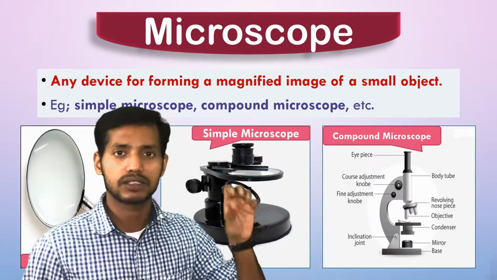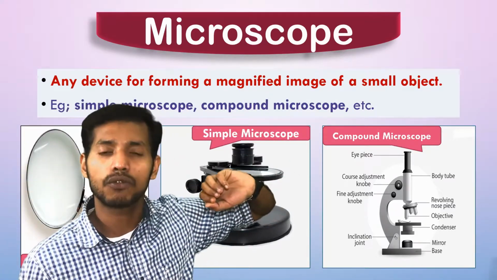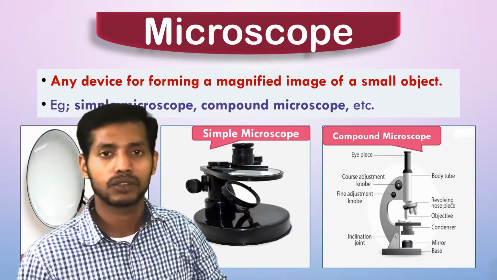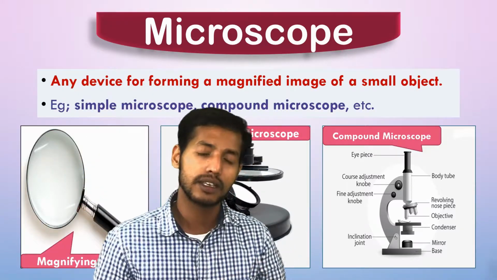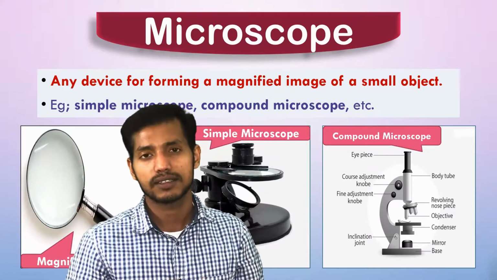Compound microscope consists of two lenses. One is the eyepiece and the other is the objective. These are the two types of microscope, simple and compound microscope. Generally, compound microscopes are used in the laboratory to observe cells.